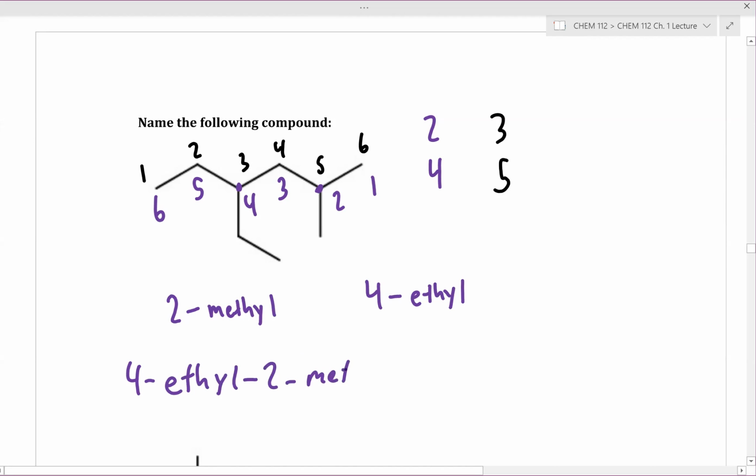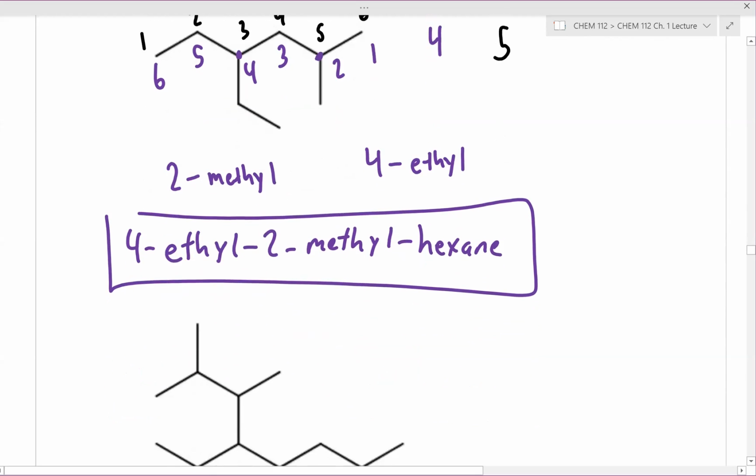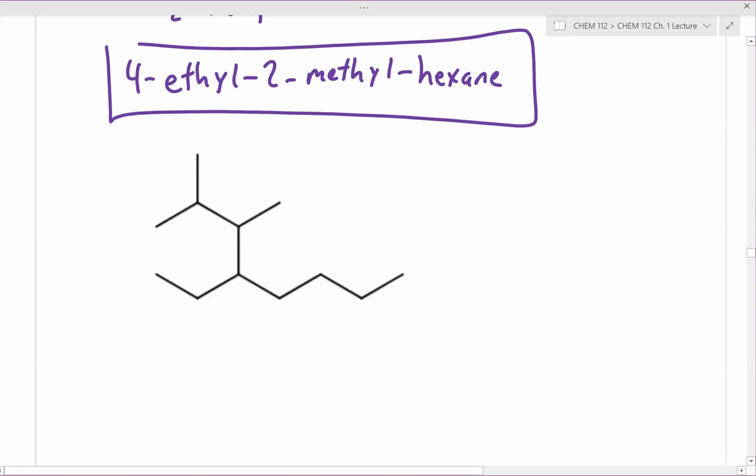2-methyl, and we have a 6 carbon chain, so what do we call that? Hexane. So this is 4-ethyl, 2-methyl hexane. Does that make sense? Any questions on this? Okay, I'm going to let you loose now on the following example. Be really careful with your numbering and make sure you have the longest chain. If the name looks weird, maybe make sure your numbering is correct.